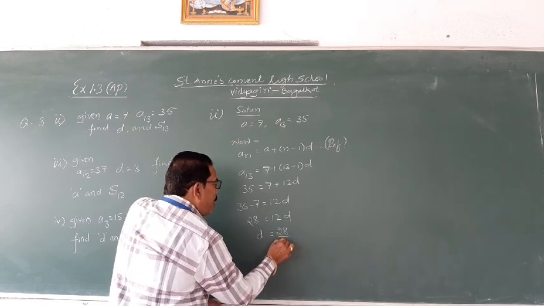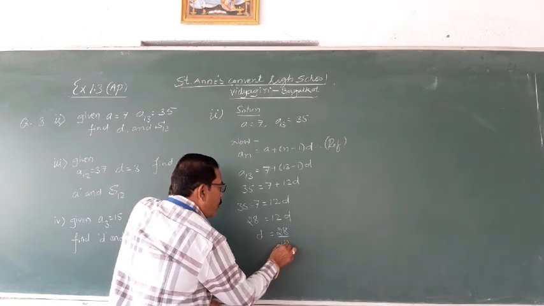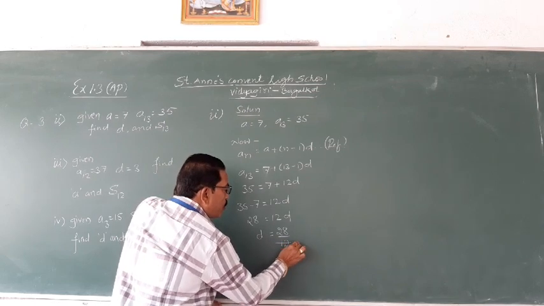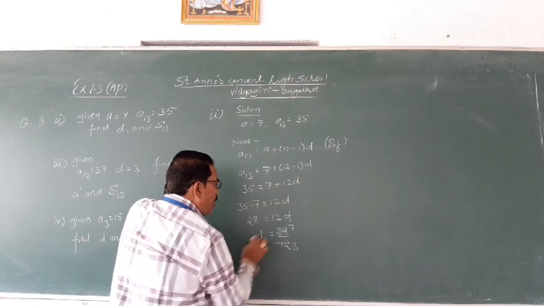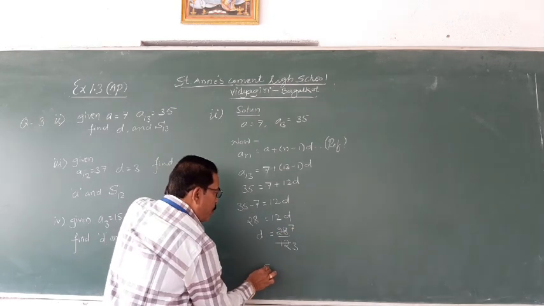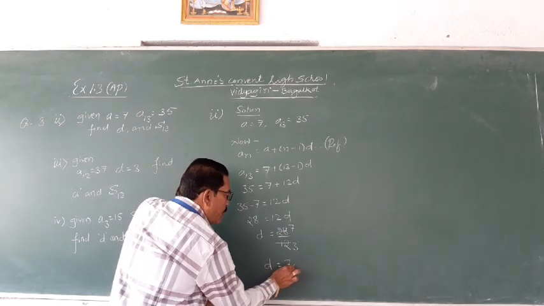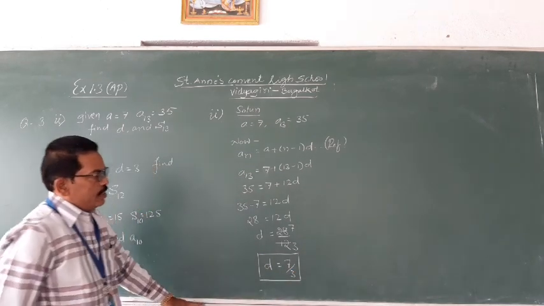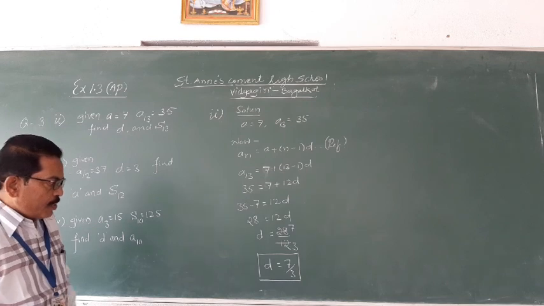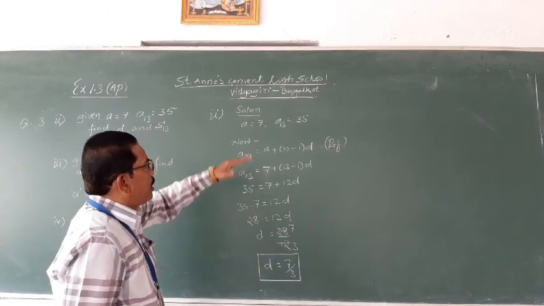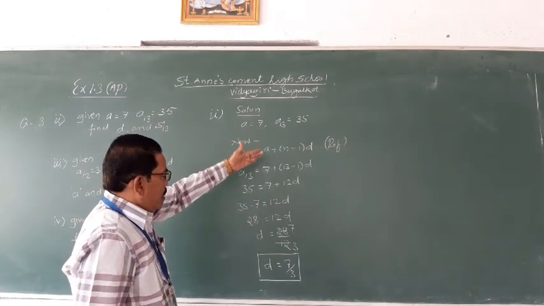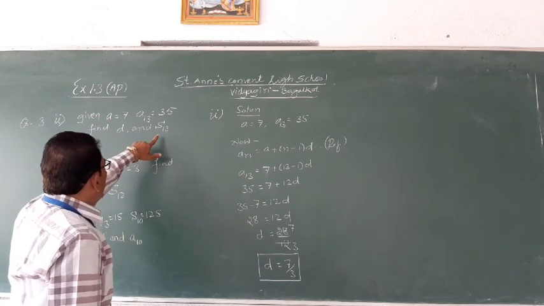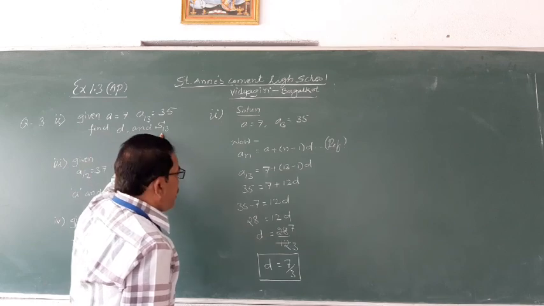28 divided by 12. 4 3s are 12, 4 7s are 28. Therefore, d equals 7 by 3. d equals 7 by 3. Now substitute d equals 7 by 3 using the related formula. We have to find d, we have to find S13.